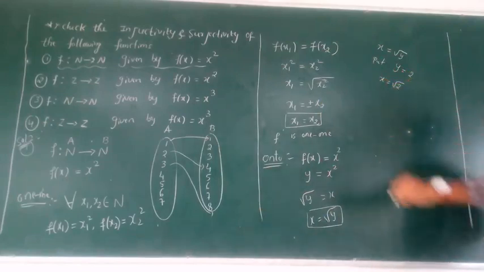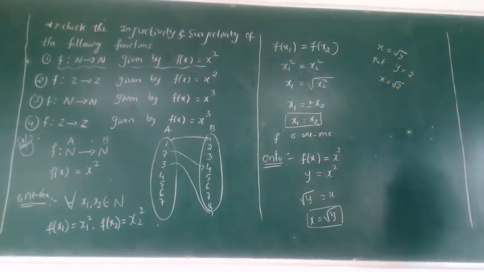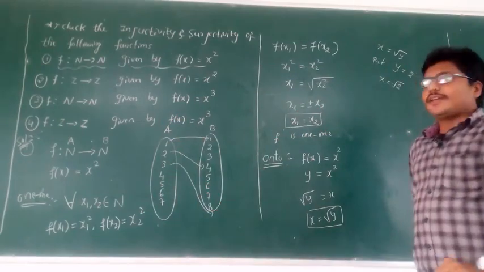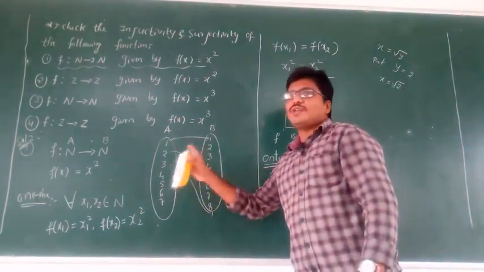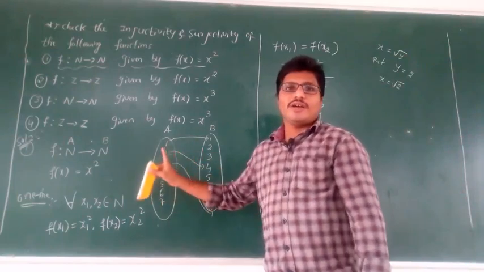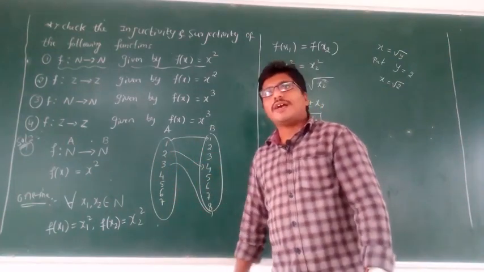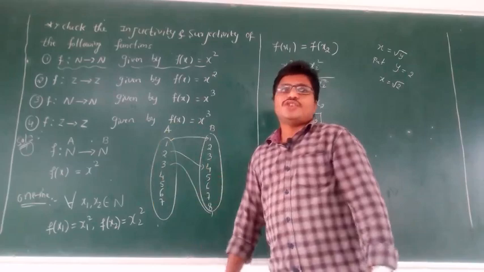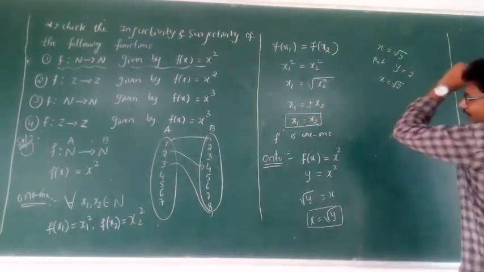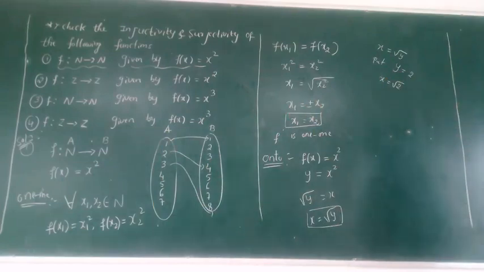Root 2 is a fractional number, something like 1.3. So x is equal to root 2. Is there any root 2 in set A? Set A doesn't contain values like root 2, root 3, root 5, root 6, because it only contains natural numbers. So it is not onto, it is not surjective.